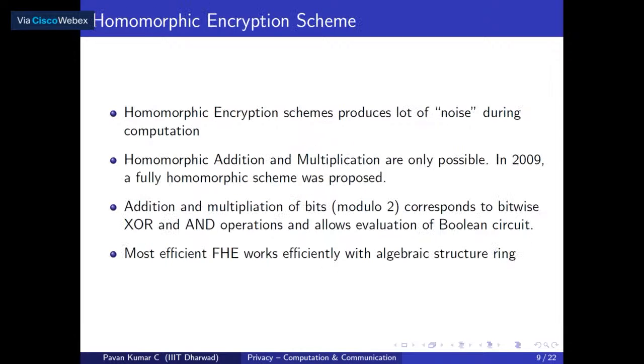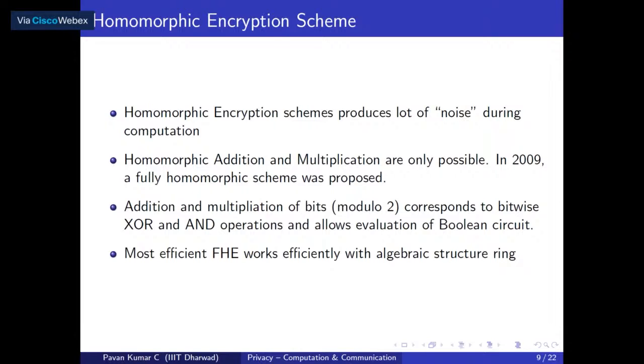So the homomorphic encryption scheme is one such technique, as I told you, which allows computation over the encrypted data. But it comes with a challenge: this homomorphic encryption scheme produces a lot of noise during the computation. So reducing this noise is one of the challenges. And homomorphic addition and homomorphic multiplication are the only possible operations that can be performed over the encrypted data, and no other operations, right?